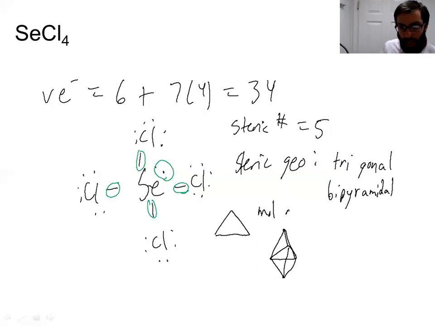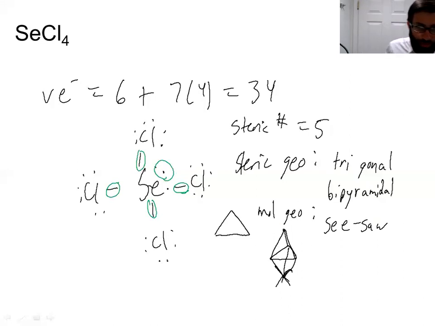Molecular geometry, well, we have 1 lone pair here. And so 1 lone pair means that essentially we have removed one of these pyramids. And so this kind of has a funny name. It's called seesaw. But that's the molecular geometry, okay? It's just removing this point.